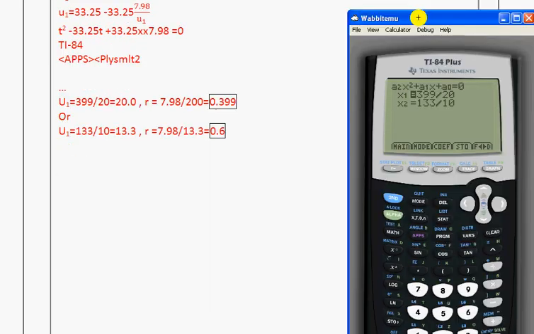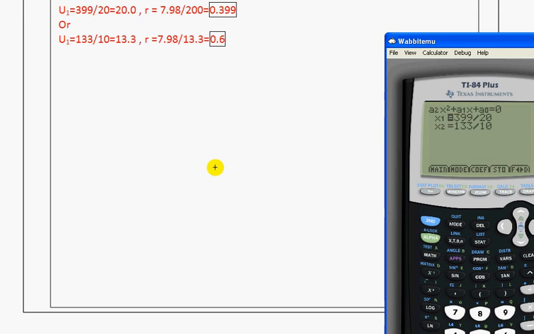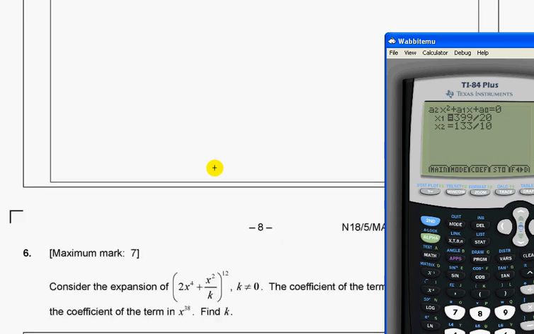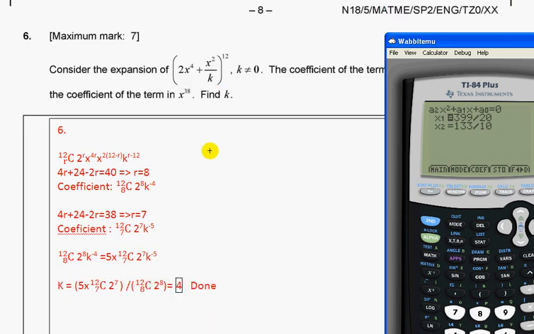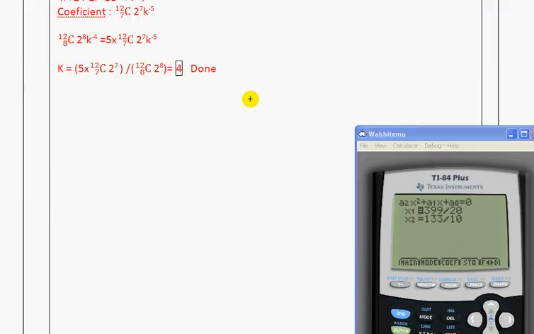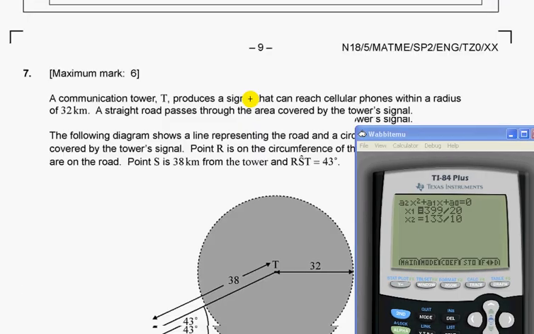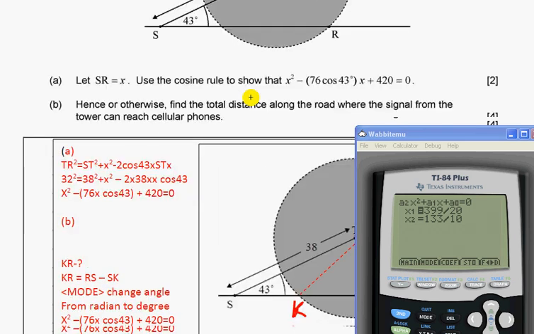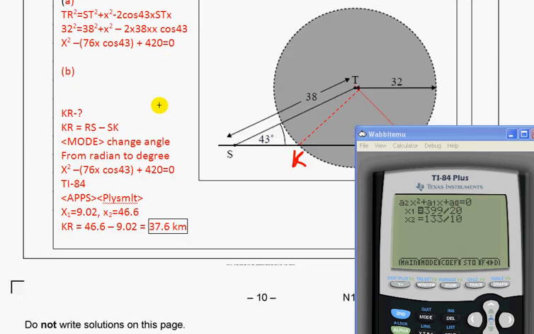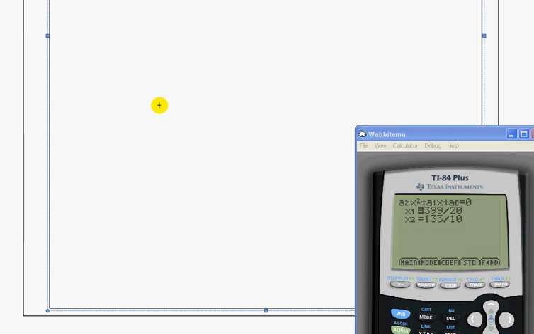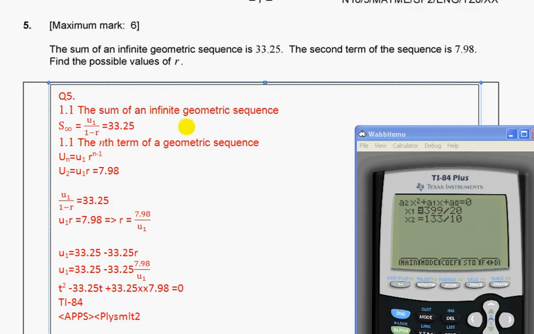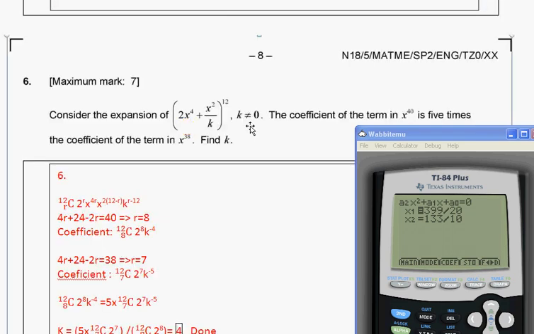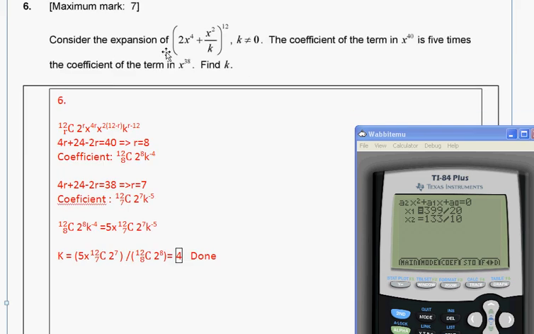Question 6. Consider the expansion of this binomial. The coefficient of the term in x^40 is 5 times the coefficient of the term in x^38. Find k.